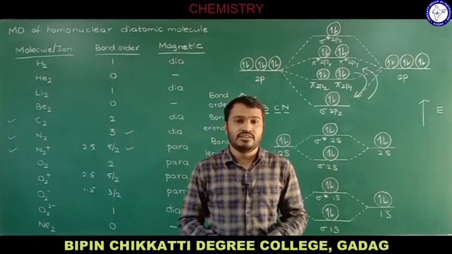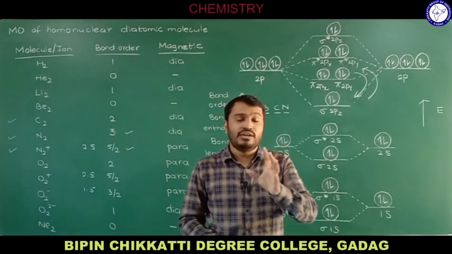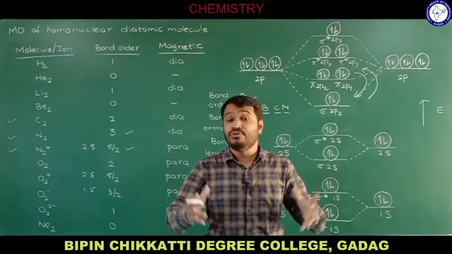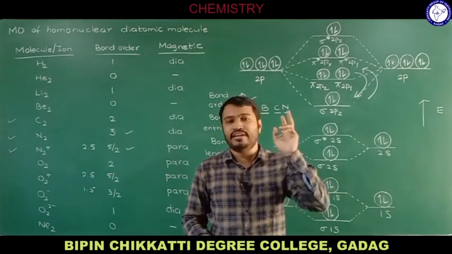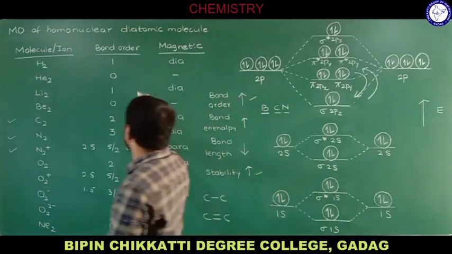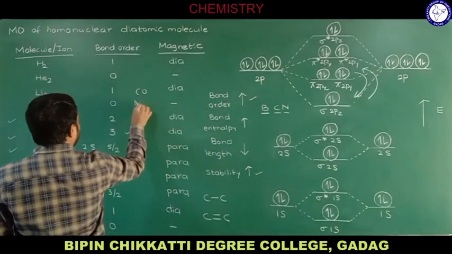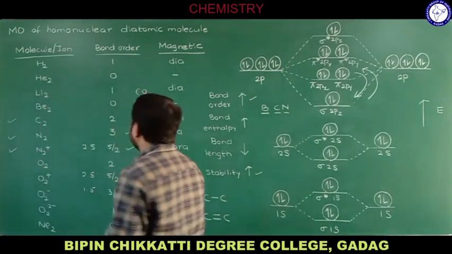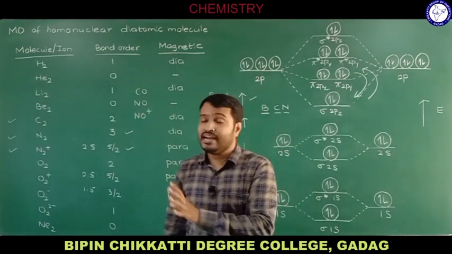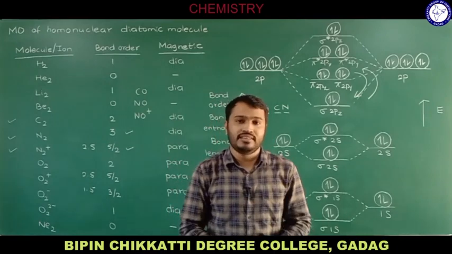In the next session, I am going to talk about molecular orbital treatment of heteronuclear molecules, which have more than one kind of atom. Examples are carbon monoxide, nitrogen monoxide and NO+. What will be the molecular orbital treatment of these heteronuclears? We are going to study in the next session.